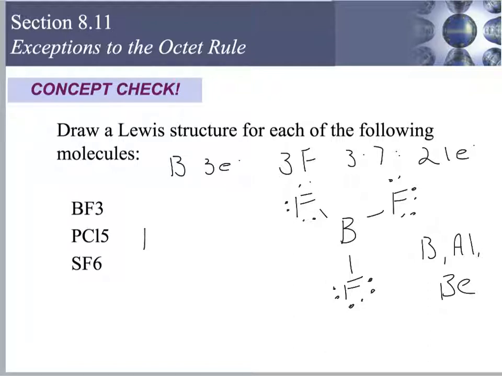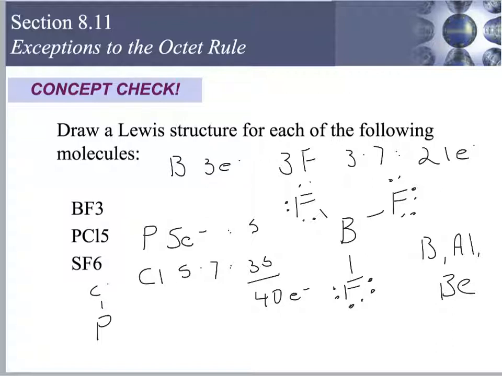So we have phosphorus with 5 electrons, and we have chlorine, which has 5 times 7 electrons, so that's 35, and then that's 5, so that's 40 electrons. And so in this case, let me see if I've left myself room, so I'll try to squeeze it in down there. So we have P, and it's going to be surrounded by 5 chlorines.